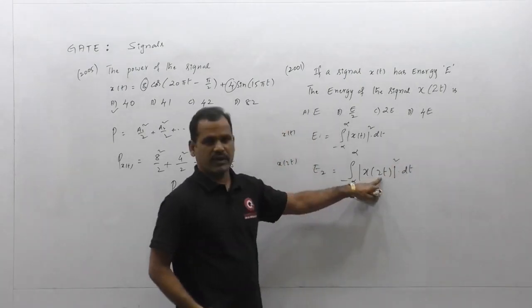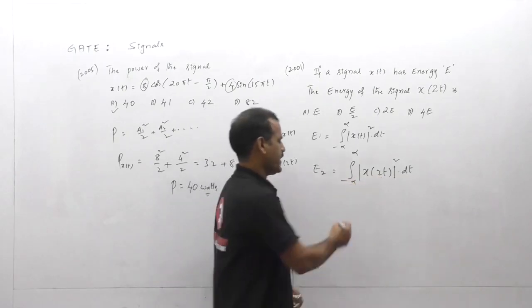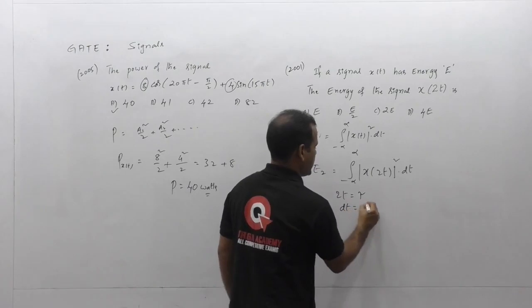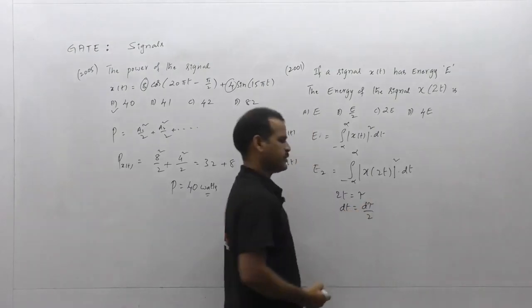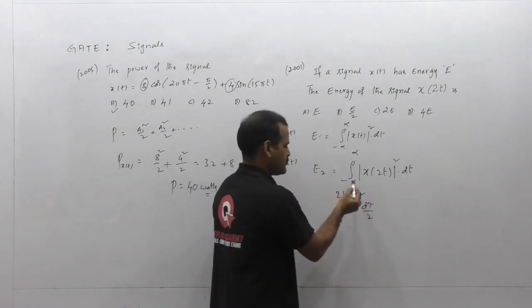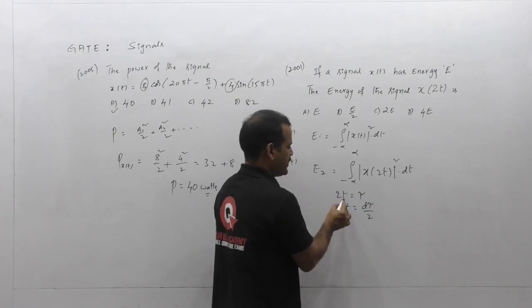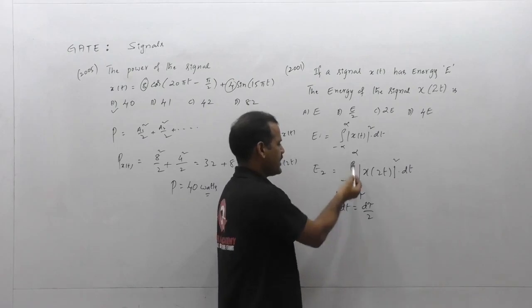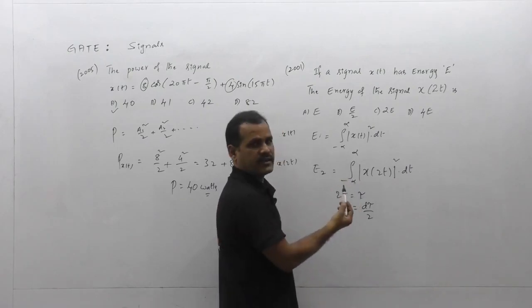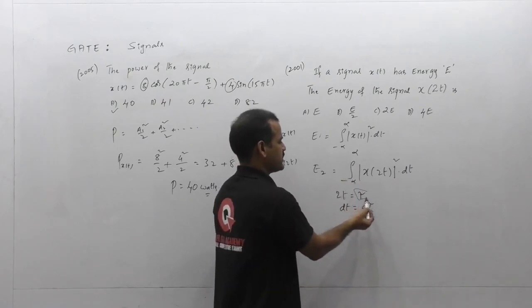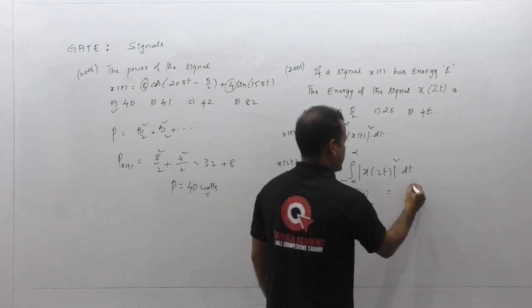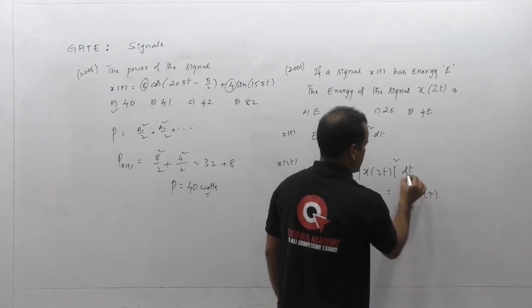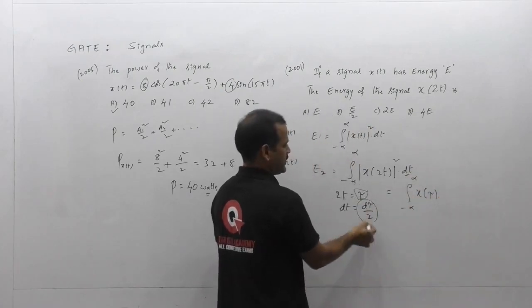If you observe here we have 2t. Let us consider this 2t as a new time domain variable tau, so that dt we can write as d tau by 2, and we can observe the limits here. If t is infinity, tau also is infinity. If t is minus infinity, tau also is minus infinity. So the limits do not change for the tau value. So this can be written as integral from minus infinity to plus infinity of x of tau, and this dt we can replace with d tau by 2.